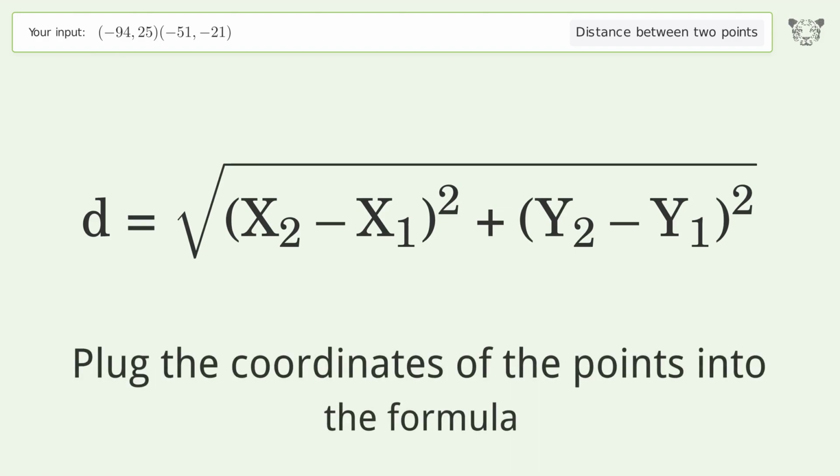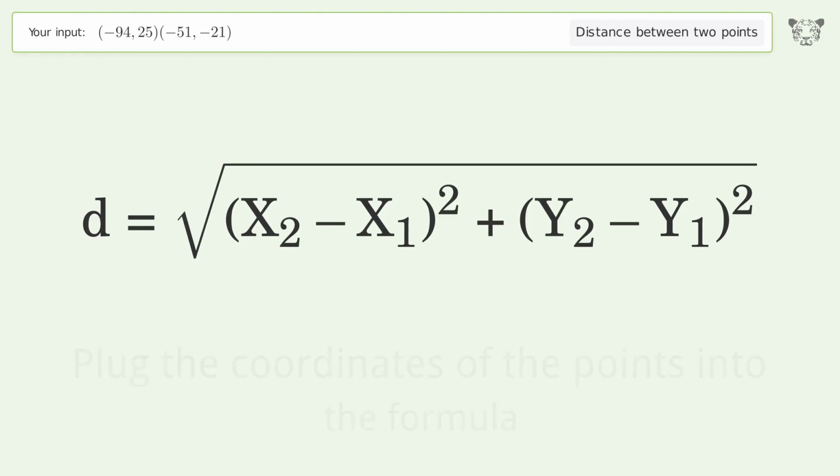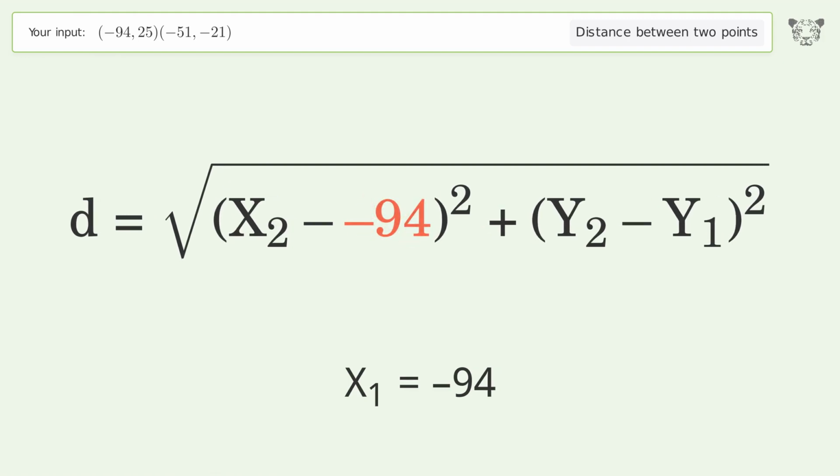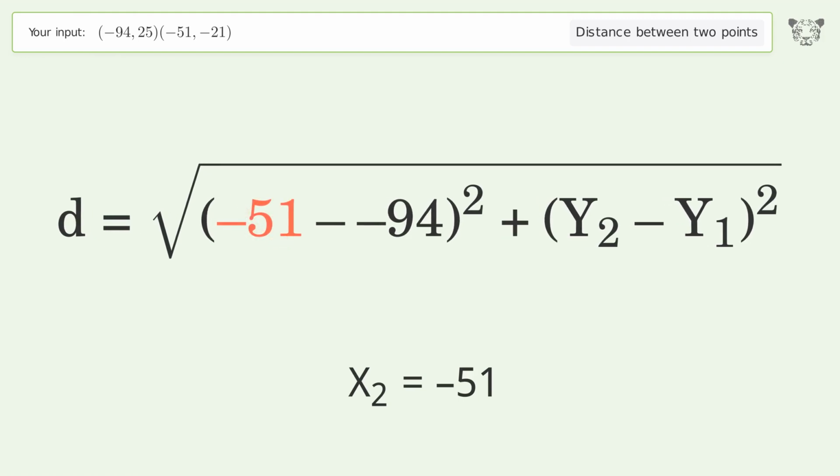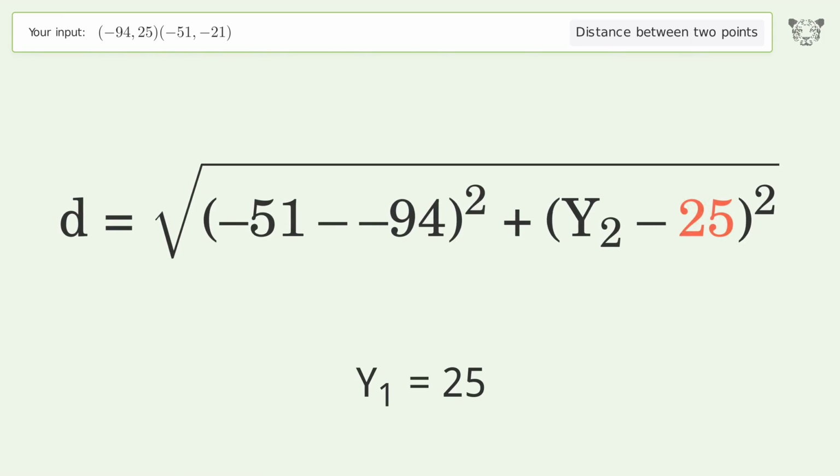Plug the coordinates of the points into the formula. x1 equals -94. x2 equals -51. y1 equals 25. y2 equals -21.